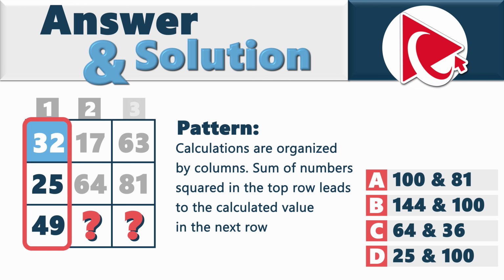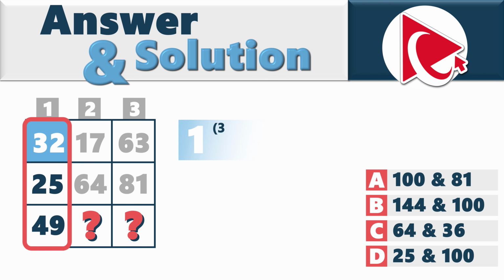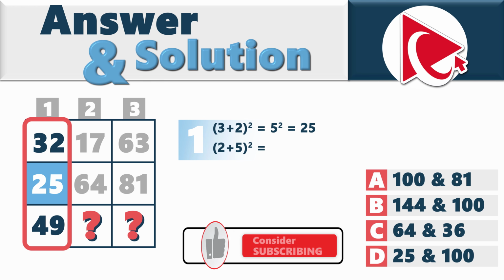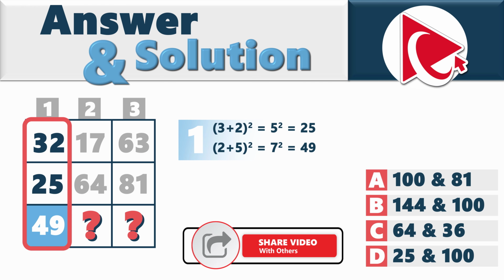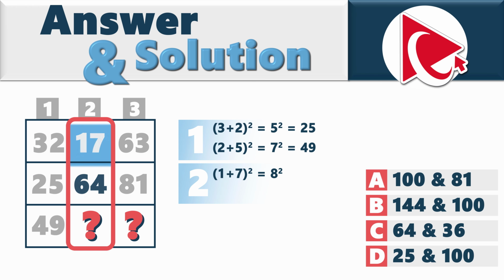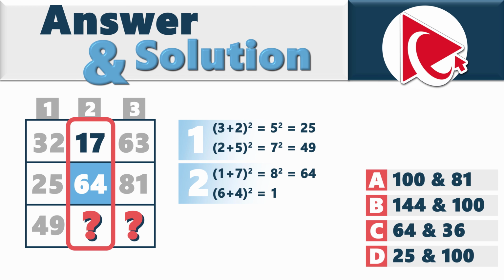Let's look at the example in the first column. 3 plus 2 squared equals 5 squared and equals 25. 2 plus 5 squared equals 7 squared and equals 49. In the second column, the values are calculated as 1 plus 7 squared equals 8 squared and equals 64. 6 plus 4 squared equals 10 squared and equals 100. And if you haven't noticed, we just calculated the first missing value, 100.